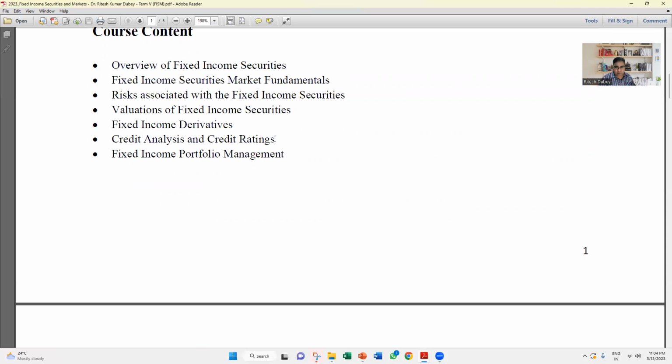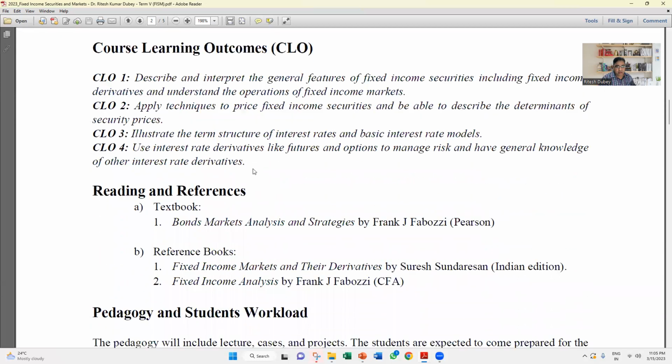You might also be interested in using fixed income as a part of your personal or professional portfolio, and I'm talking about the investment portfolio here. So how do we make sure that we are using fixed income securities in an optimal way as a part of our own portfolio management as well, right? We will look at some of those aspects in the course as well. So these are the course learning outcomes.